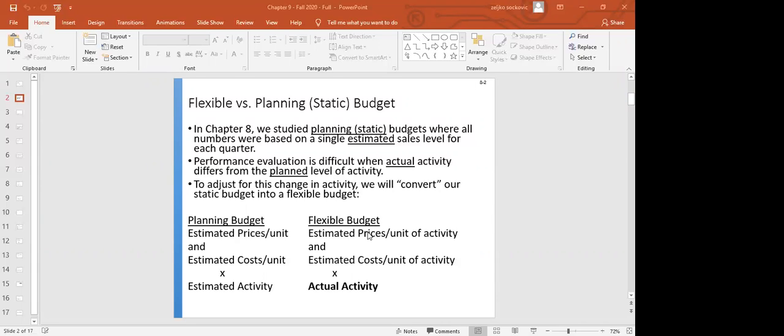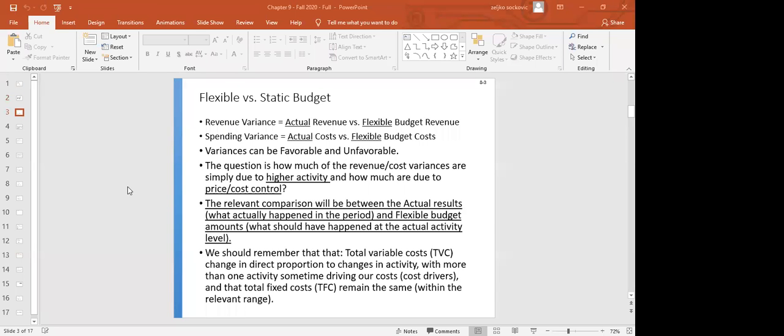So you can see that the difference might actually be in those functions. But in the flexible budget, we will use the functions from the planning budget. So the numbers then should not be the same as the ones in the planning budget, but should match the actual activity, whatever the activity happened to be. It will become clear when you start looking through the chapter.